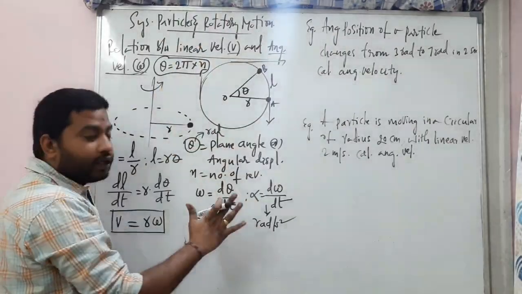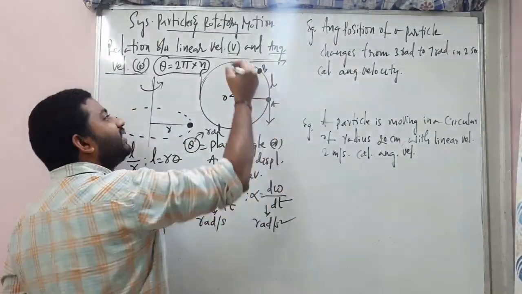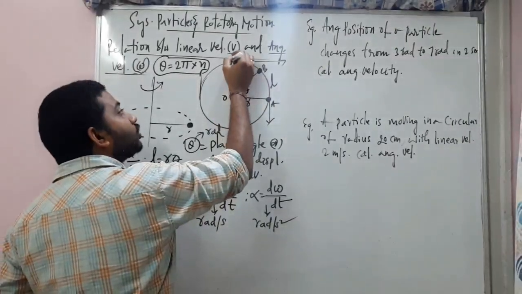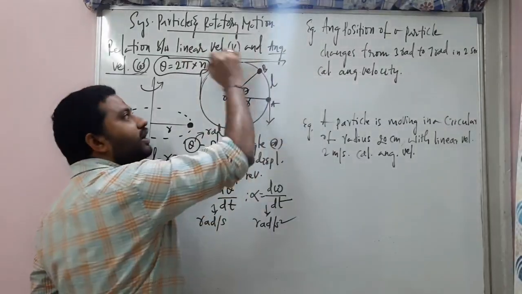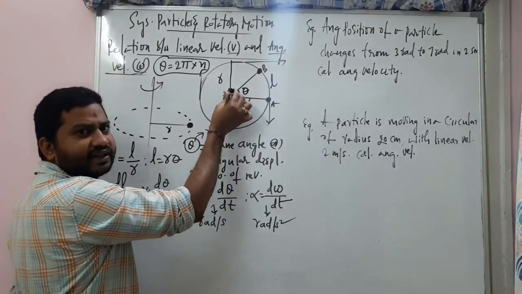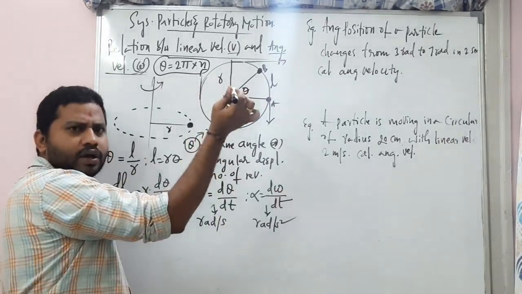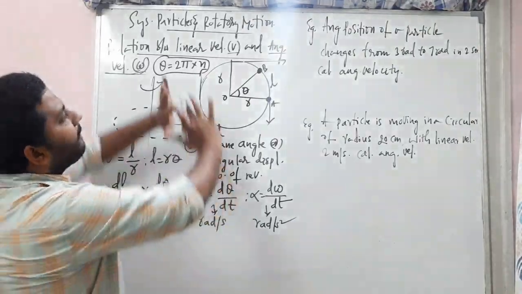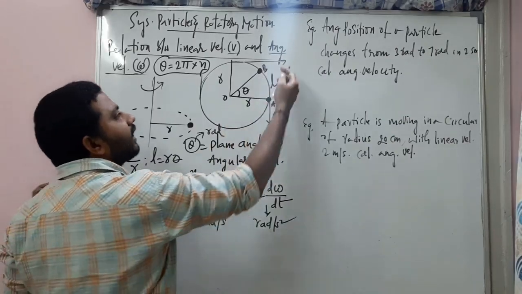In the plane which contains the circular path, carefully observe, in the same plane the linear velocity is directed. In the same plane the R vector is also directed. It is not like the linear velocity direction or your radius vector direction is out of the plane or into the plane. It's not like that. In the same plane where your R vector is, the linear velocity vector is also there.